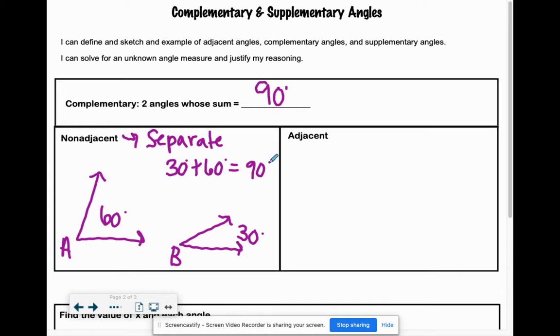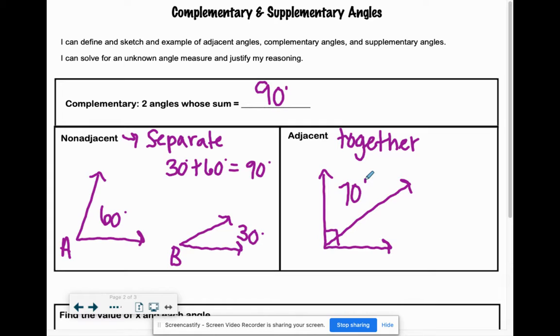So if non-adjacent meant they were separate, adjacent means they are together. They're joined. They are connected. So we could draw something like this for this picture. We know there has to be a right angle, so I put my little box there. So let's pick a number between 0 and 90. 70? All right, so if this is 70 degrees, what would our other angle have to be? We have to add up to 90. Yeah. 20. 70 and 20 get us to 90.